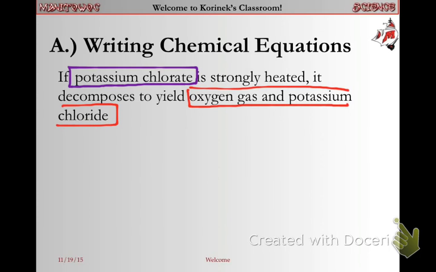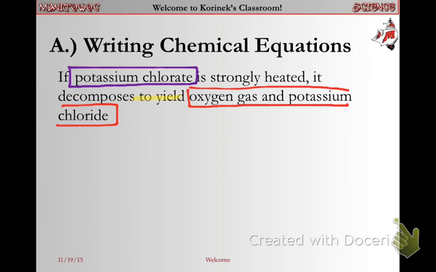And the reason that I know that the stuff in the red are the products is because of this phrase right here, to yield. So to yield means to give or to produce. And you'll see that phrase quite a bit. Usually that means that the things after that phrase are going to be products. So they're going to be written on the right side of the yield arrow.